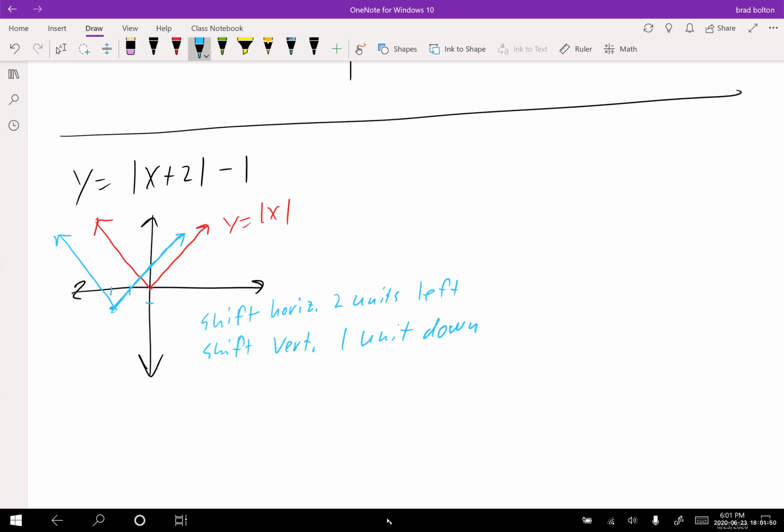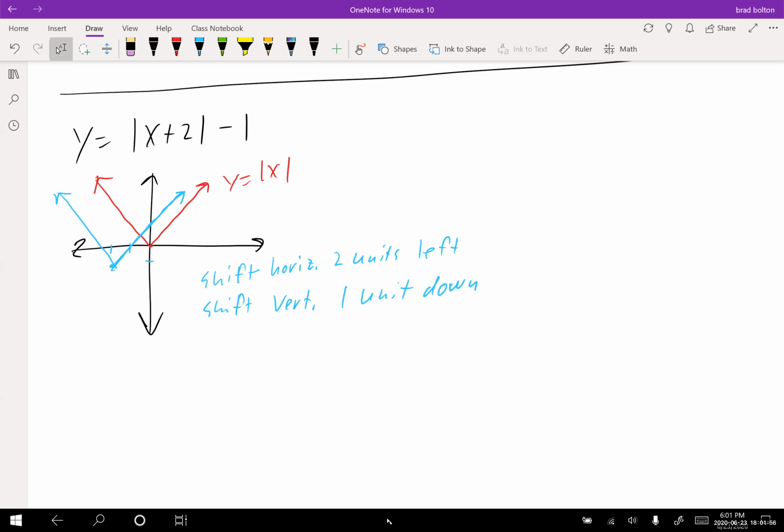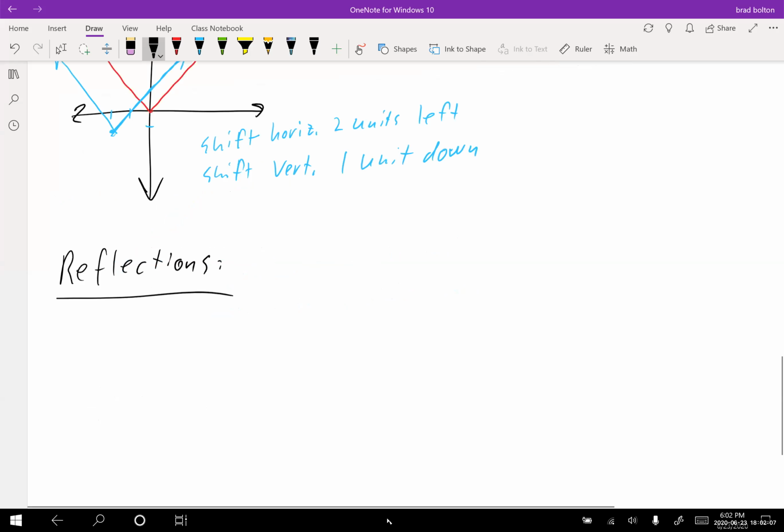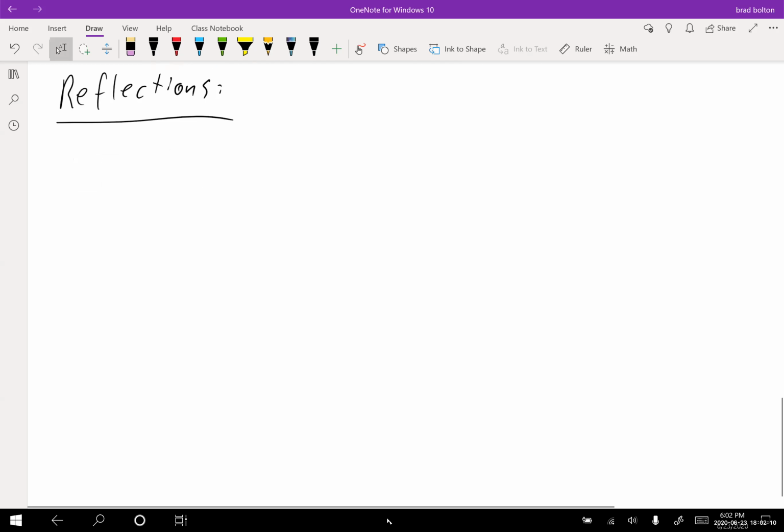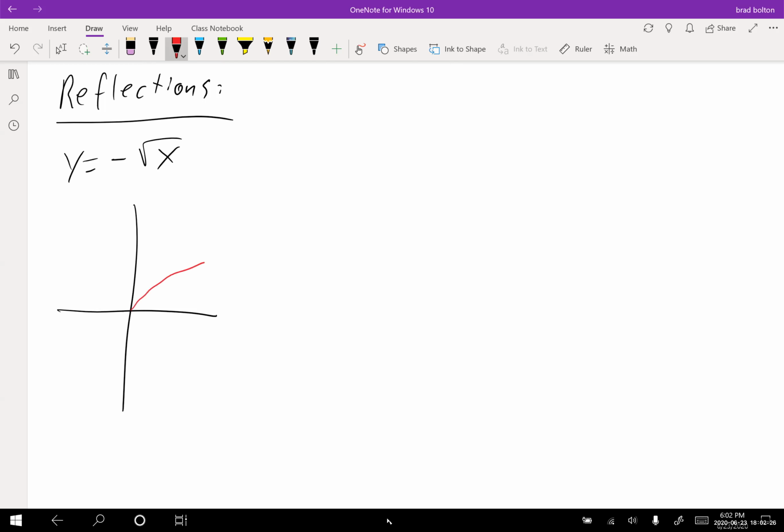Okay, so there's something else that we can talk about, reflections. Reflections are a little bit easier, but at the same time, sometimes they don't turn out how we think. So let's say that I have y equals negative square root x. Normally, if we were to graph this, here's what the normal square root of x looks like from the library of functions. That's y equals square root of x.